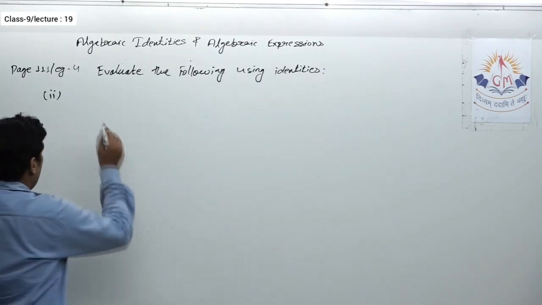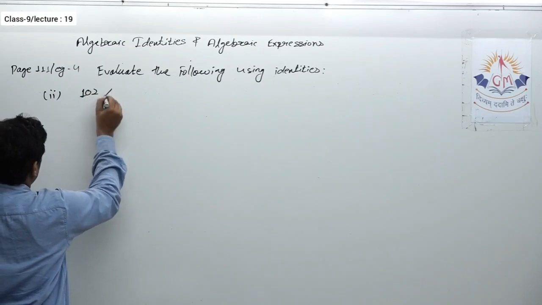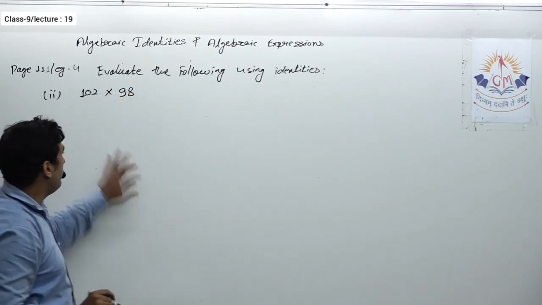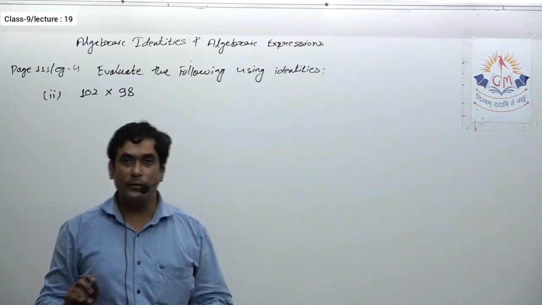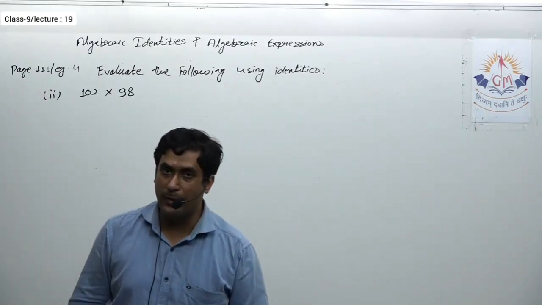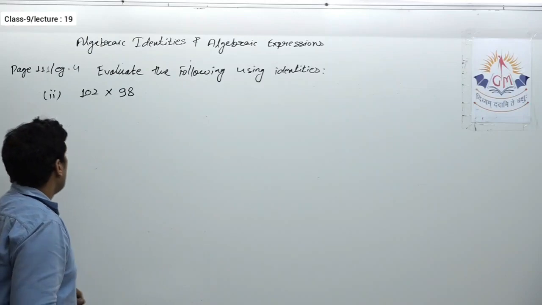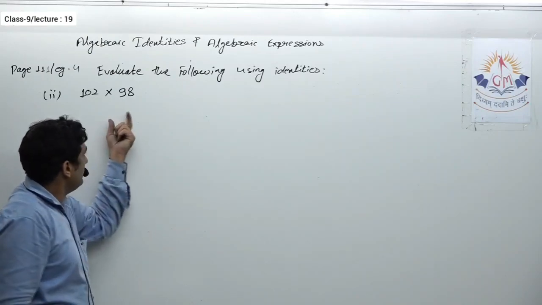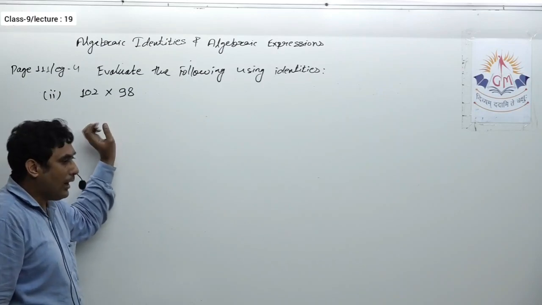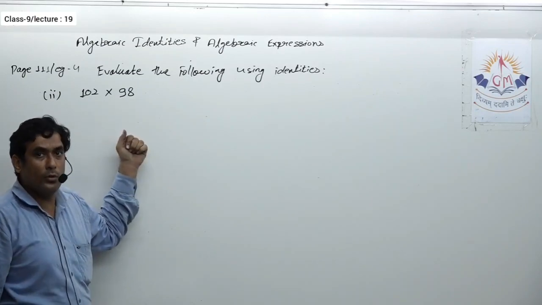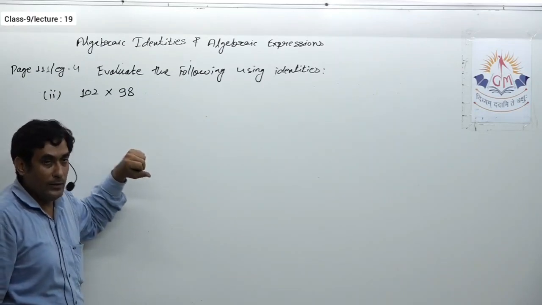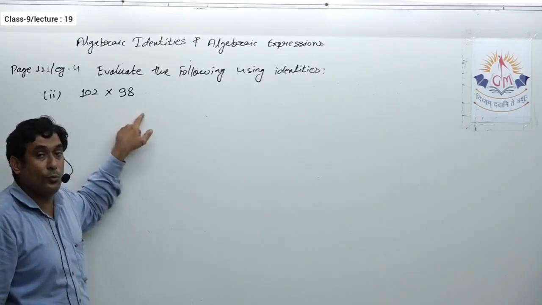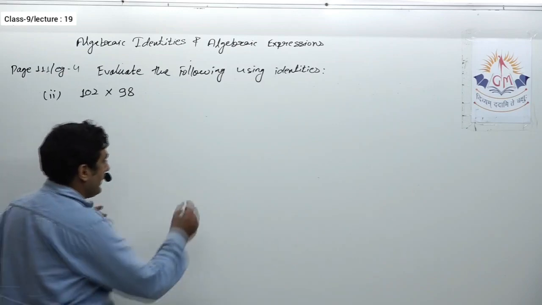102 multiplied by 98. We have to find this product but using the identity, not just by multiplying. So if you observe these two numbers, you will find these two numbers are equally less or more than another number. That means you can see this is 2 more than 100 and this is 2 less than 100. And we can take another example.